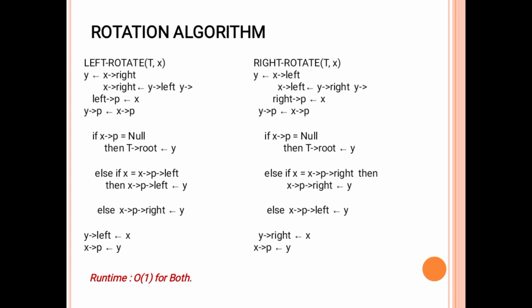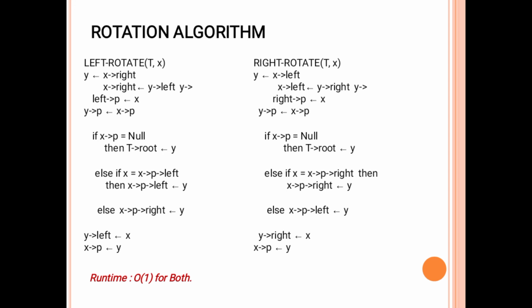If x's parent is null, we simply take y as the root. Otherwise, if x's parent is not null, we check the right child and left child and connect them to the parents. This is the left rotation we have done.